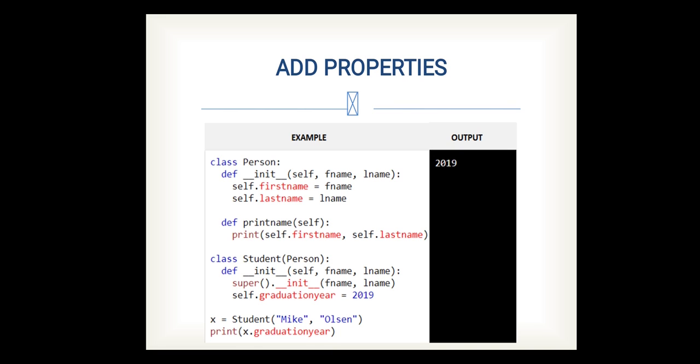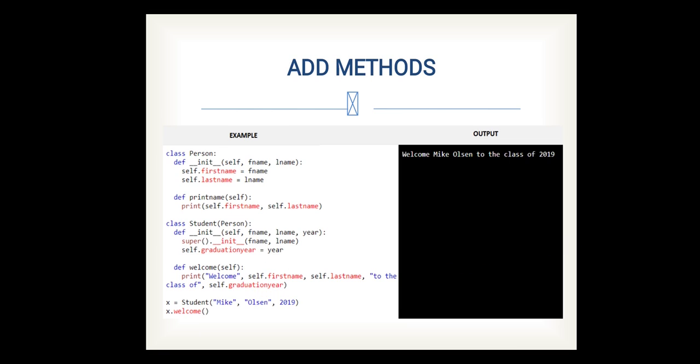So it uses these parameters, and when we are printing x dot graduation year, it is directly going to print the graduation year. So it is also a property of the class, and that's why it is going to print 2019. Okay, then how to add a method?